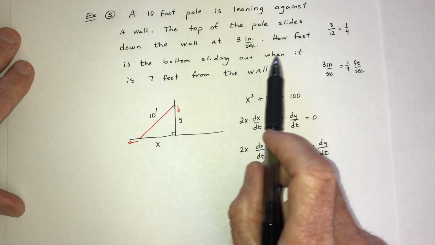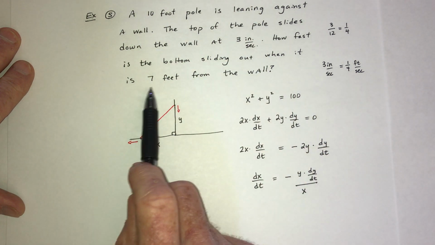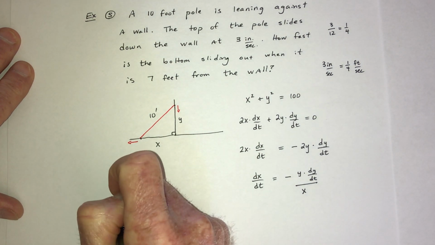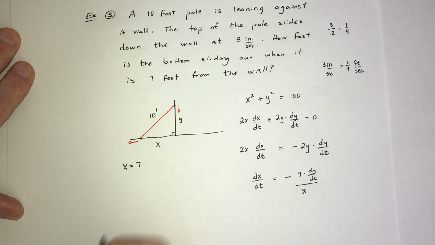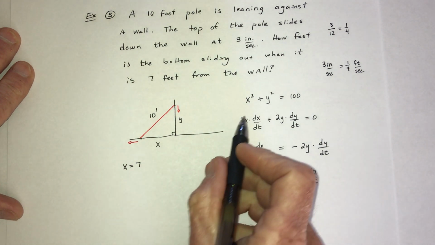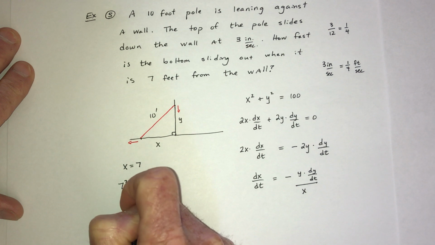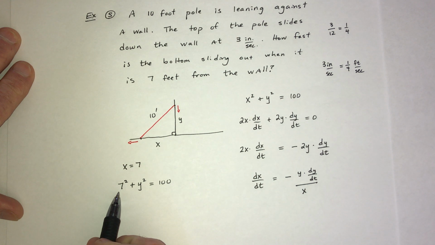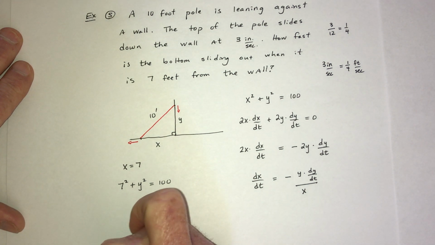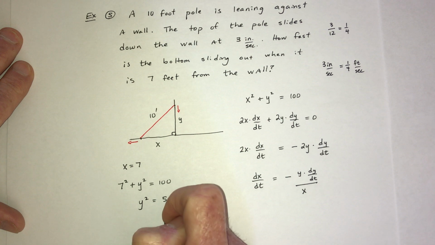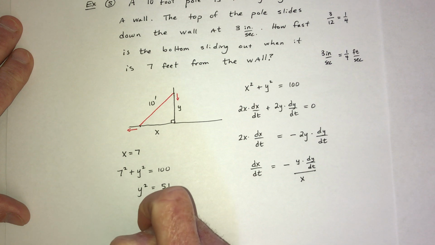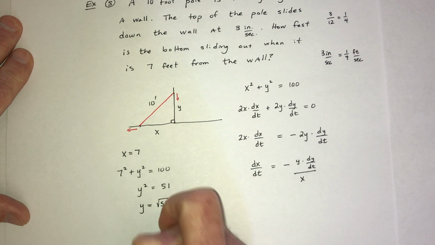All right, let's see. How fast is the bottom sliding out when it's 7 feet? So when x equals 7. So again, this is going to be the calculus part. Right here, I need to do some algebra. So when x equals 7 feet, then use the Pythagorean theorem. 7 squared plus y squared equals 100. This is 49. So subtract 49 from both sides. 100 minus 49 is going to be 51. And then take the square root, so it'll be the square root of 51.